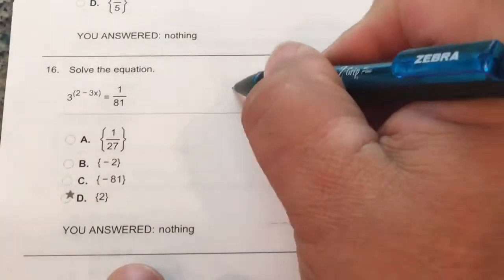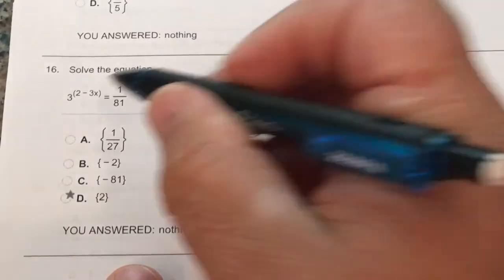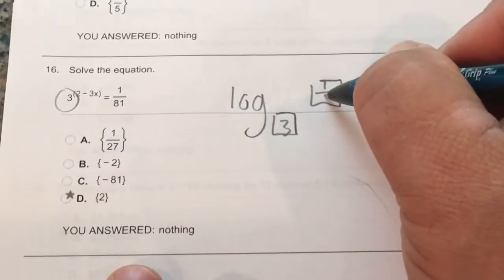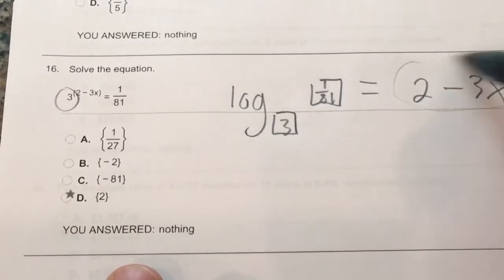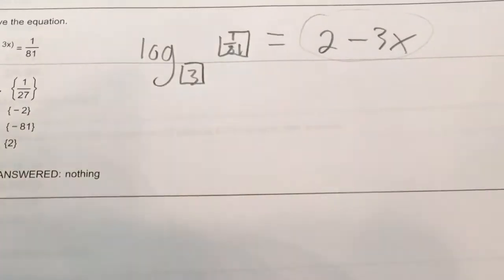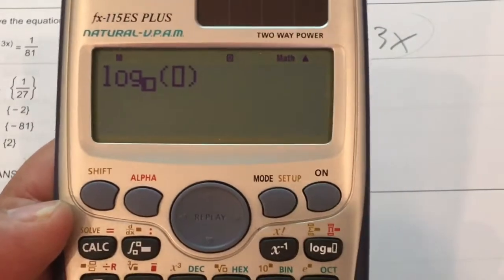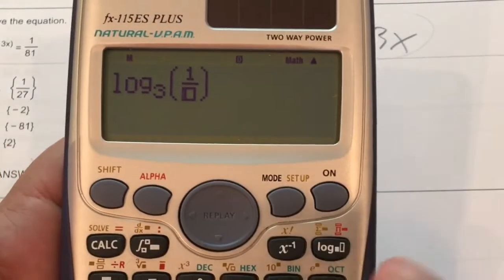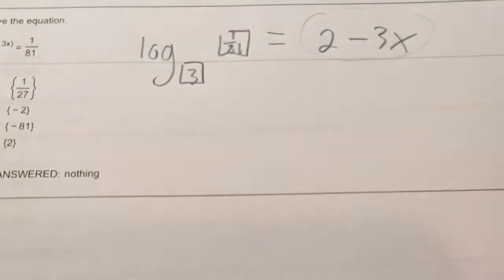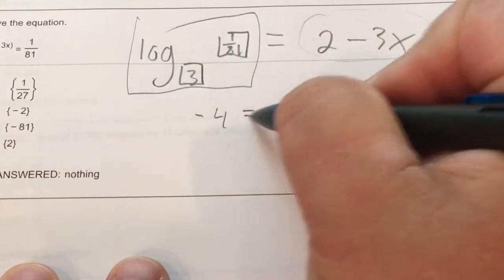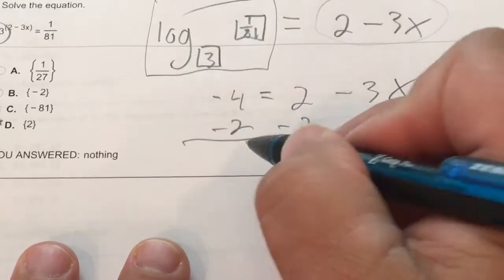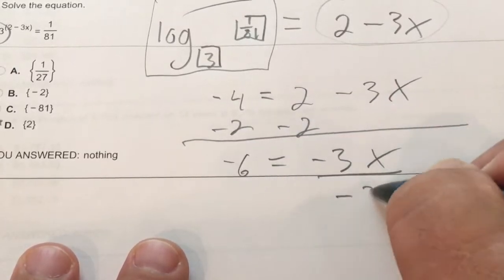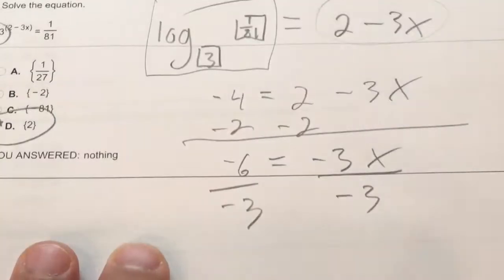Another log base button. So log base, the base is 3, the argument is 1 over 81, but this is going to be a little tricky. That is going to actually equal 2 minus 3x. So I have to solve it a little bit after I type this in. So I'm going to type in log base 3 of 1 over 81, which is negative 4. So this whole left side equals negative 4 equals 2 minus 3x. Subtract 2 from both sides. Negative 6 equals negative 3x. Divide both sides by negative 3. So my answer is going to be x equals 2.